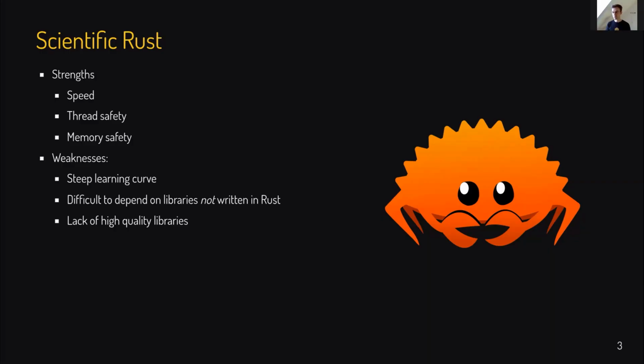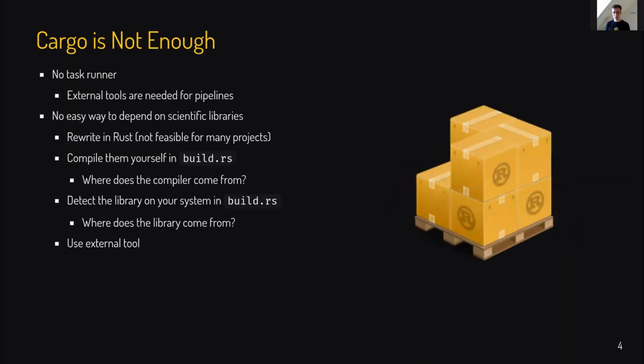But there are problems that we could fix, like the difficulty of depending on libraries not written in Rust, which is not specific to the language, but specific to cargo. So it doesn't have to be always tied to Rust. Also, the lack of high-quality libraries doesn't have to be that way always. We could change that in the future. And those two points are also what I want to address here. Mainly, cargo is just not enough.